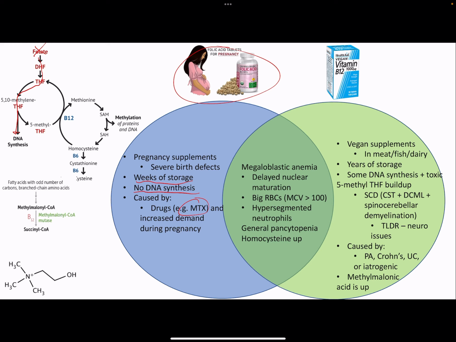And so that also can just really kill the baby. If we go on the other side, we have cobalamin, B12. B12 is in meat, so vegans might have to supplement with pills. Now there's years of storage, so you'd have to be a good vegan for years.